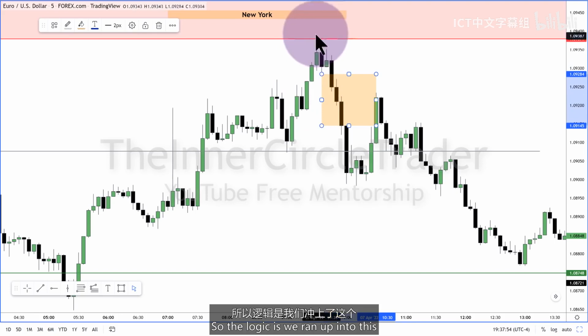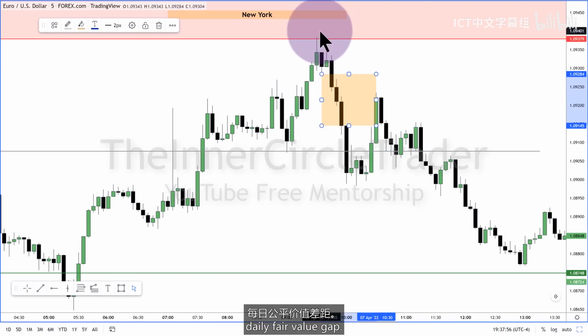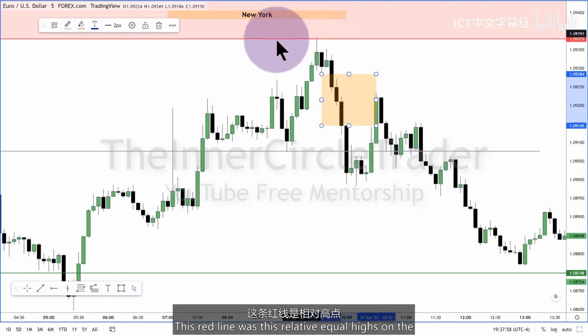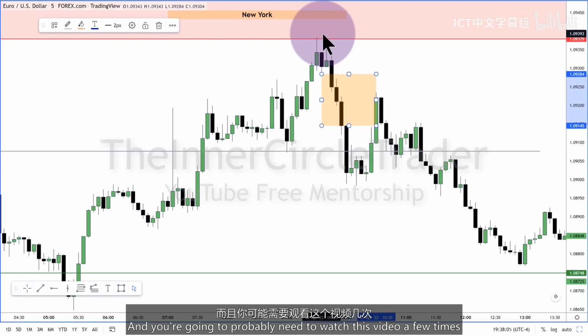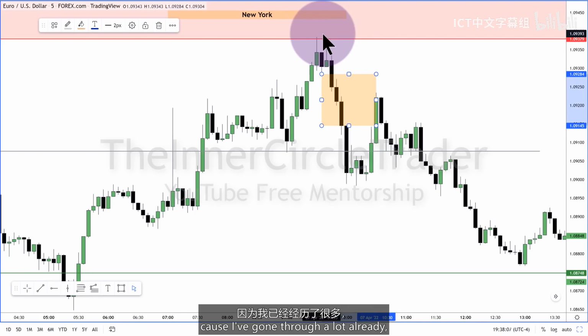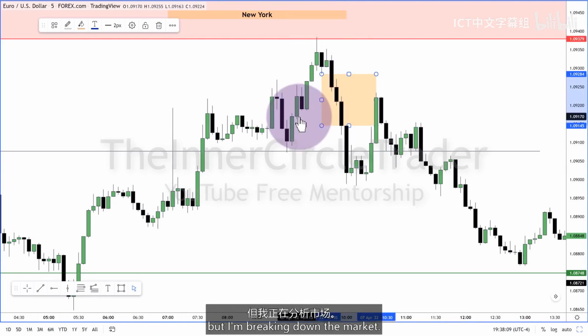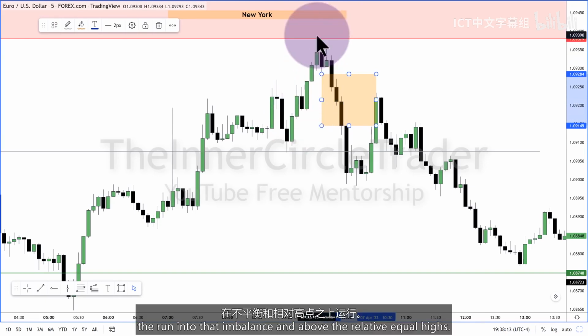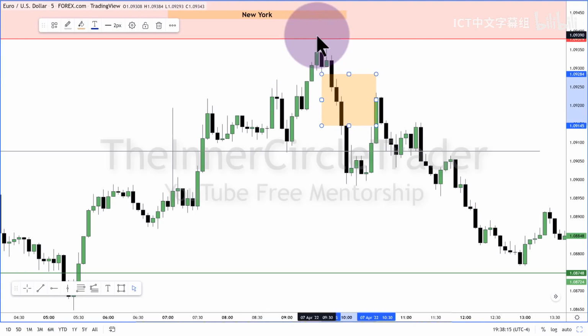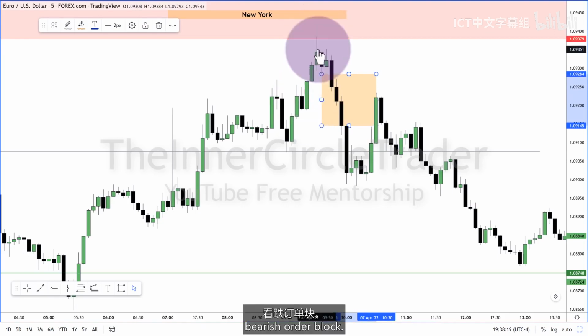So the logic is we ran up into this daily fair value gap. That's what this level is up here. This red line was those relative equal highs on the hourly chart. Remember that? And you're probably going to need to watch this video a few times because I've gone through a lot already. But I'm breaking down the market. And this run here is the run into that imbalance and above the relative equal highs. So this is the bearish order block.